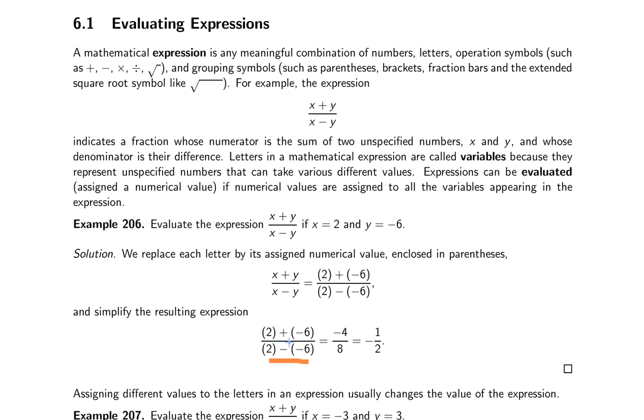On the top, it's 2 plus negative 6. Adding signed numbers, if you remember, that's negative 4. We have a negative divided by a positive, so the whole thing is negative. And we can cancel 4's, negative 1/2. Okay, so this has a bit of everything: negative numbers, substituting negative numbers, and then simplifying fractions.